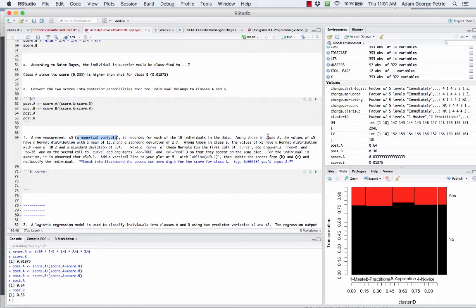All right, so among those in class A, the values of x5 have a normal distribution with this mean and this standard deviation. And among class B, it's a different normal distribution, slightly lower values on average, but slightly more spread out. So the first thing we're asked to do is to make a curve of these normals just so we can visualize basically what's going on here. So the way that we make a normal curve here is to invoke the curve function. And specifically, we're going to make a curve of the normal distribution. So our command is going to be dnorm here.